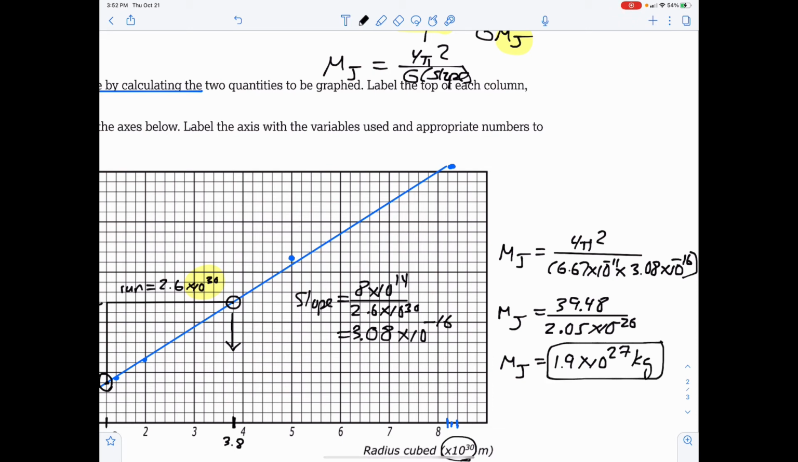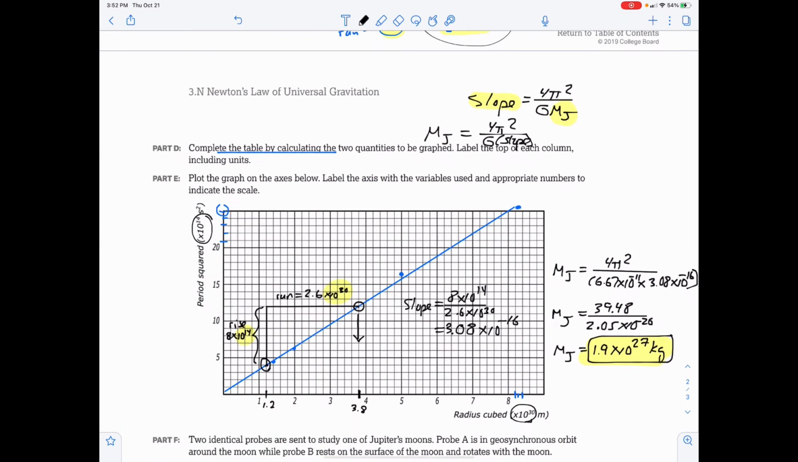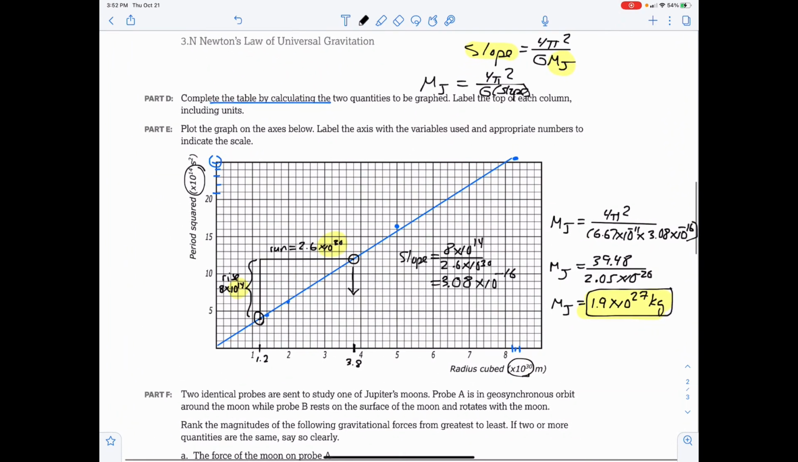Keeping in mind that the mass of the sun is on the order of 10 to the 30 kilograms, you can see the mass of Jupiter is not that much less. Okay, now even though the problem didn't ask us to continue this, I wanted to continue doing this with you because there are certain problems and actual AP exam questions that have asked this exact same thing.